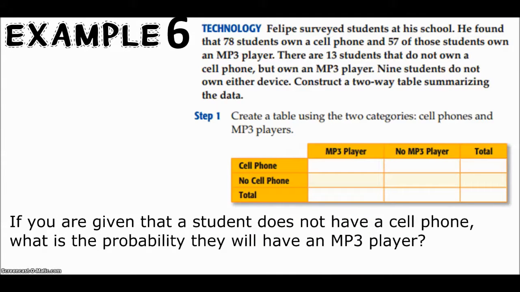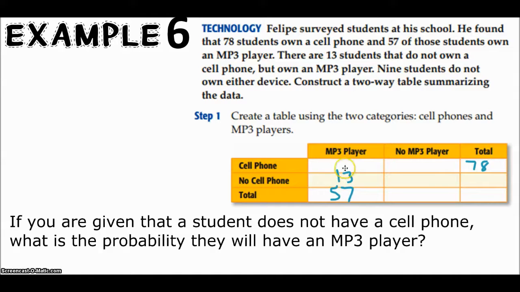All right, so let's work on constructing a two-way table given some information in the paragraph. Felipe has surveyed students at his school and he found that 78 own a cell phone and 57 own an MP3 player. So that's where these two numbers come from. He said there are 13 students that do not own a cell phone but own an MP3 player. So 13 is going to go in this spot here.